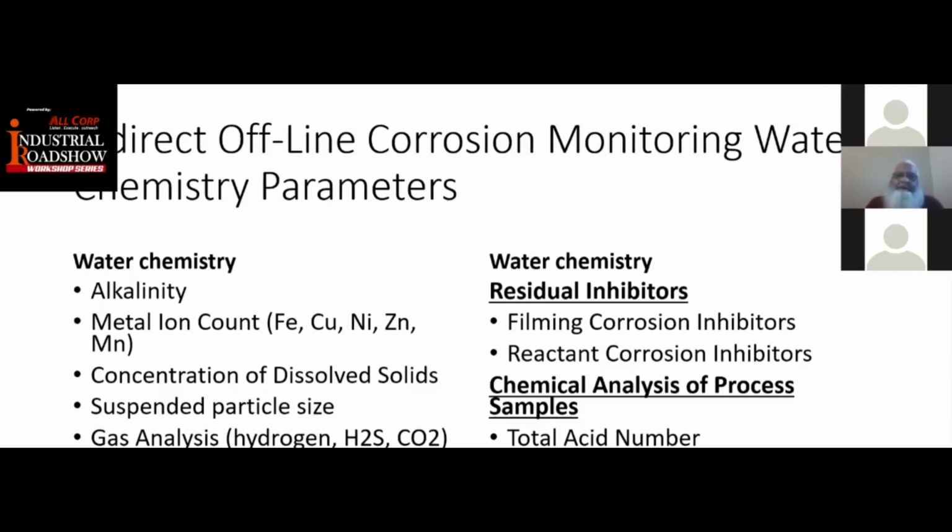Chemical analysis of process samples like total acid number, sulfur contents, nitrogen contents, salt content in crude oil. As you know, the oil and gas industry is a very huge, complicated industry. All sorts of products are there, all sorts of corrosion issues are there.